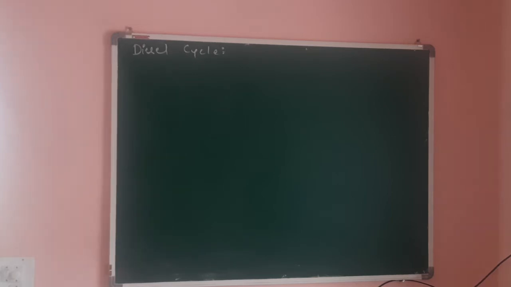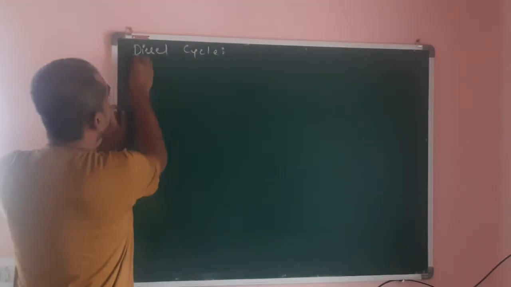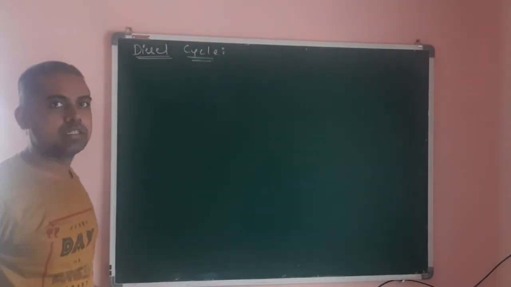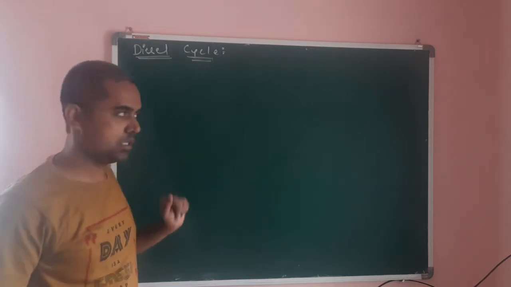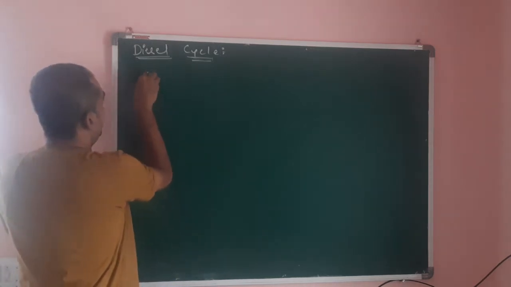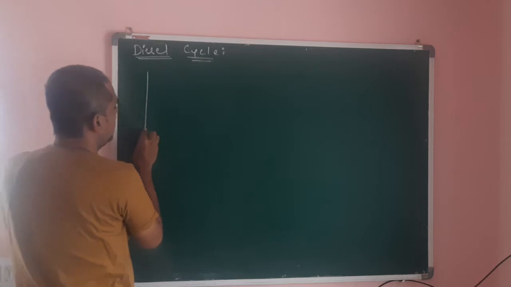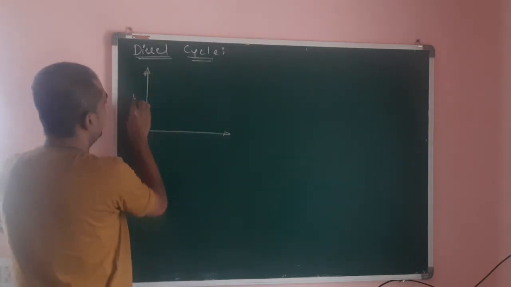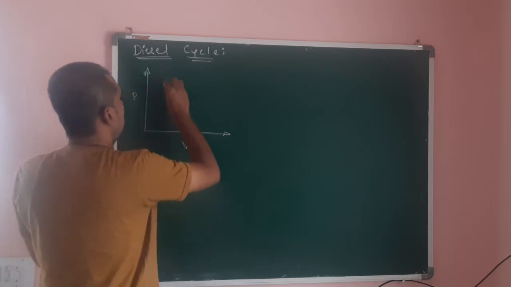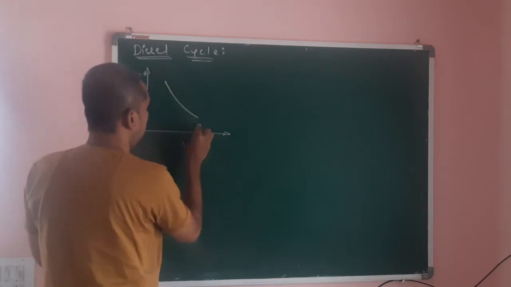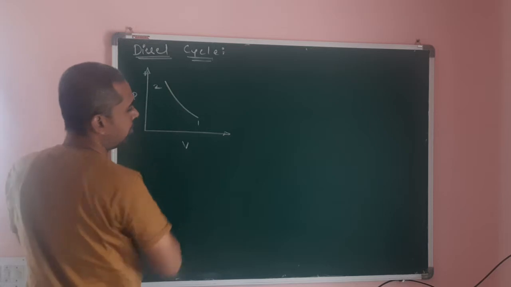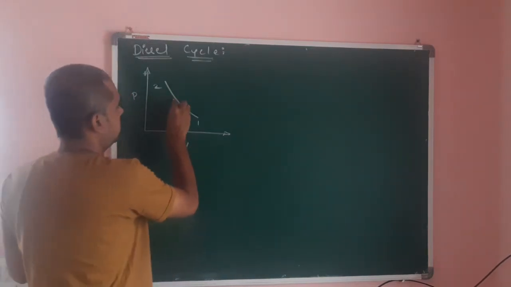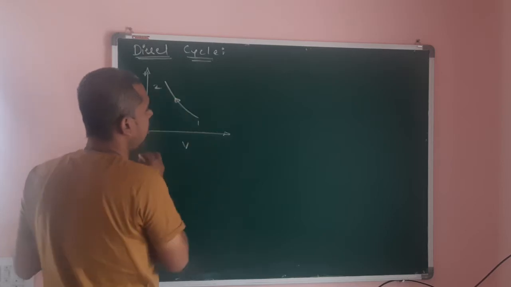Okay, good morning. We are discussing the diesel cycle. The diesel cycle consists of four processes. Process 1 to 2 is an isentropic compression process, which means it follows the law PV^gamma equal to constant.